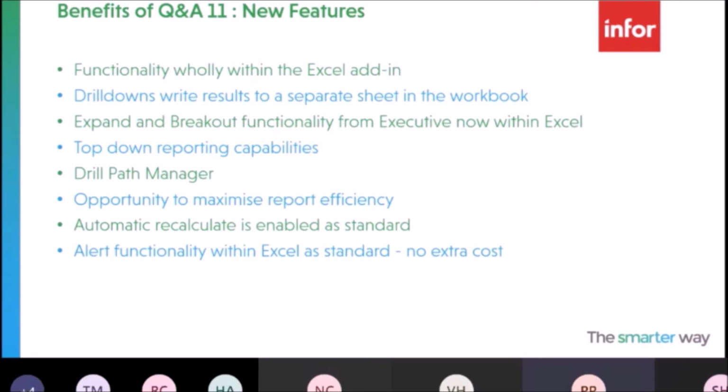Another bonus of QA11 is that automatic recalculate is enabled as standard, because that has historically been a big pain. The fact that you had to have manual recalculate switched on for Q&A in the past. Now you can have automatic recalculate as standard, and when you're writing reports that maybe incorporate data or Excel functions or data from other systems, you don't have to keep turning off, logging out of Q&A, recalculate and going back in. It's all there as automatic.